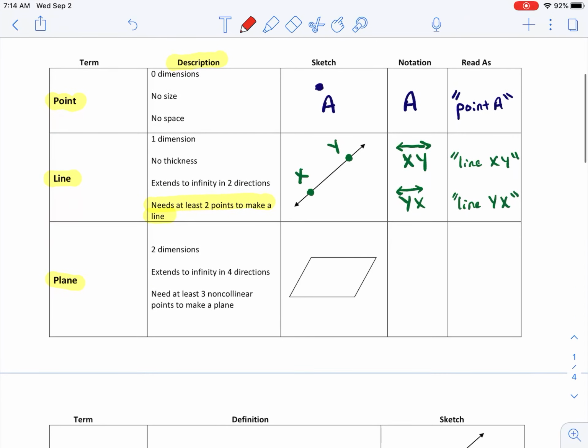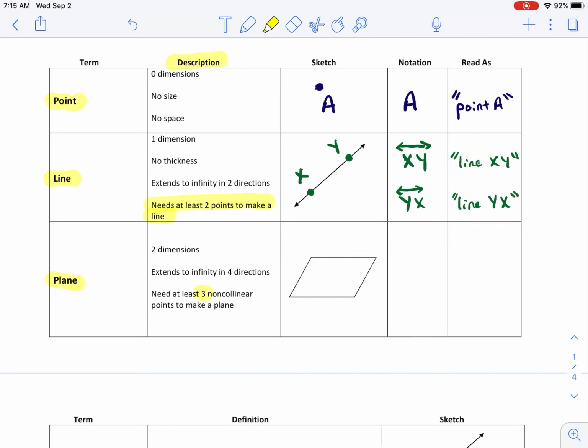And our last undefined term, I'm going to scroll down a bit, is plane. It has 2 dimensions. It extends to infinity in 4 directions. And before I read this last one, it is kind of what we just say in class as a flat surface. It is not technically that, because when we think our flat surface, we think our desk that obviously ends, it does not go to infinity, but this is our 2D world that we are to live in.